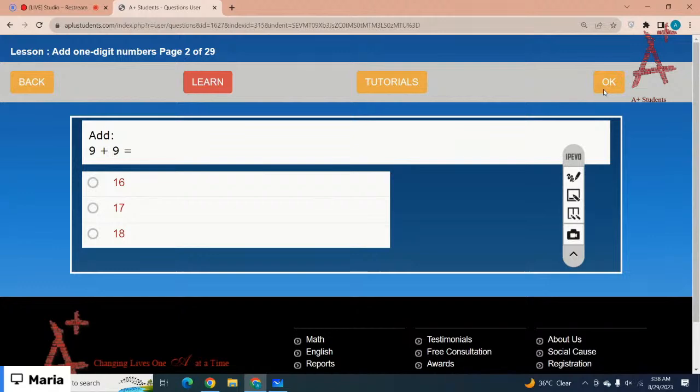9 plus 9. So start with 9 and count up 9. So which is the correct option? The correct option is 18.